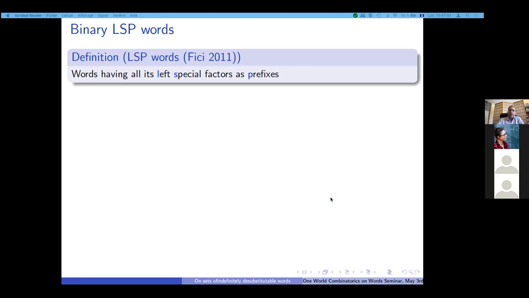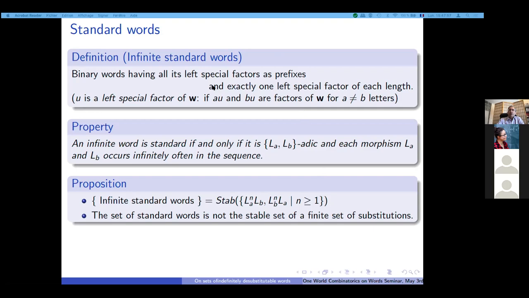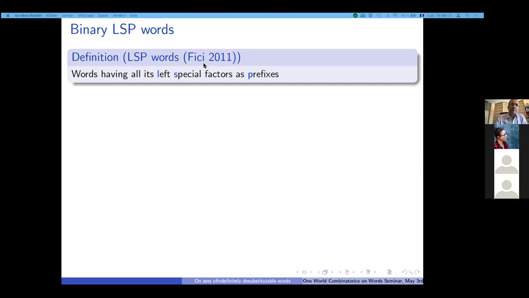From standard words, we can remove one part of the definition, this part of having exactly one left special factor of each length, and skip just the condition that all its left special factors are prefixes. And then we obtain the definition of LSP words as Gabriele Fici defined them in 2011. That is, words having all their left special factors as prefixes. These words are mainly standard words in the binary case, but there may also exist some other periodic words in the set.